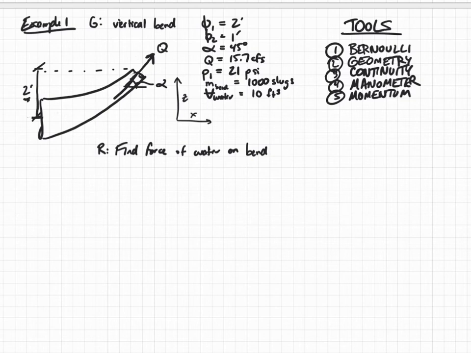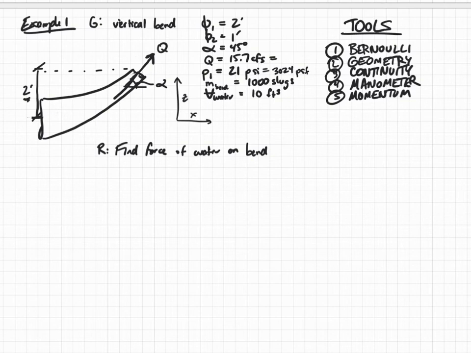P1 is 21 psi. We don't like psi because everything else in this problem is in feet. So let's go ahead and convert that. If you don't know how to convert that, I highly recommend you figure out how. Basically, we're going to convert it by multiplying by 144 square inches over square feet. And we're going to get 3024 PSF. Okay, that's a much better unit to work with.